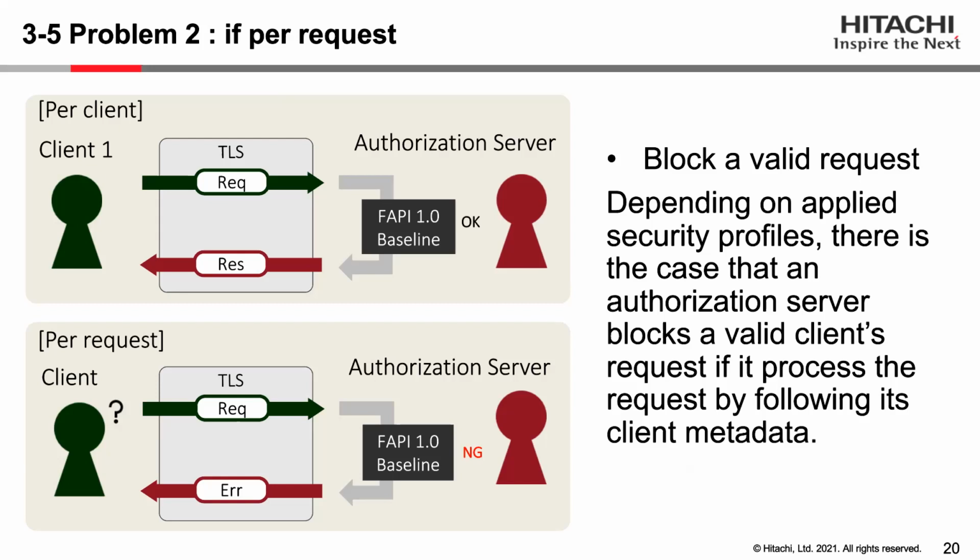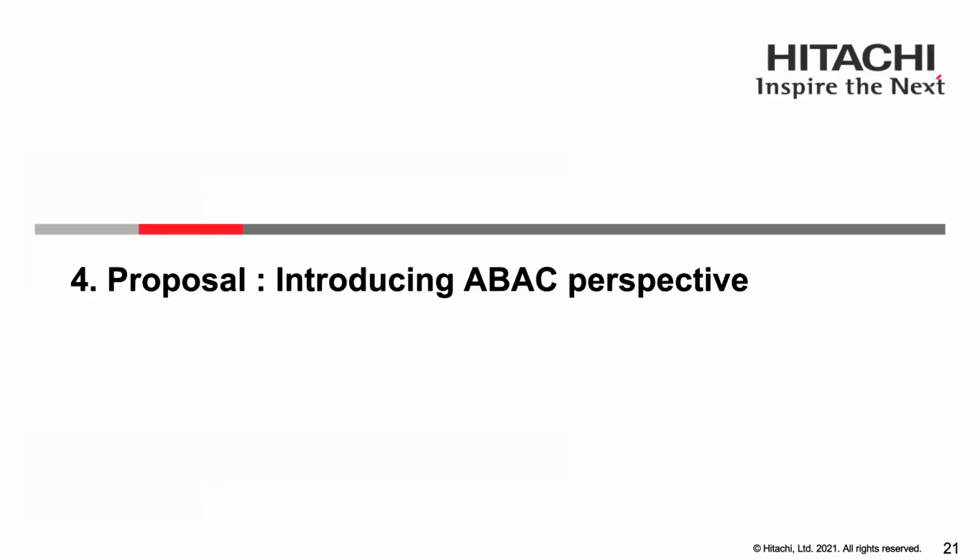Up to now, I've described the decision points I've encountered when I implemented security profiles, FAPI security profiles, and its related security profiles to the open source. I've also told you the problems that may arise due to introducing such decision points. And in the next part, I would like to propose its resolution by introducing the ABAC, attribute-based access control, perspective for applying a security profile.